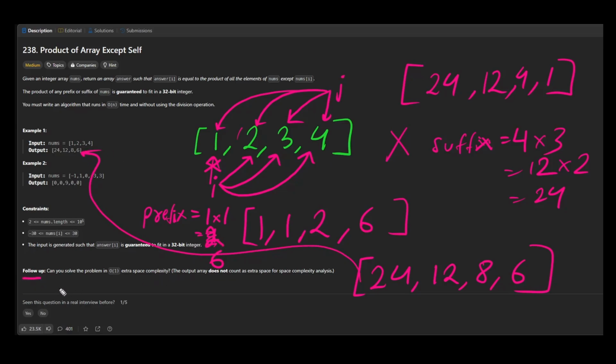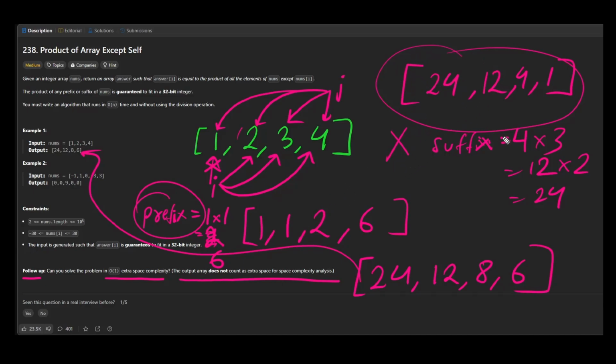In the follow-up section, we are also being told to not use extra space. They are not counting the space used to store the results as extra space, which means we can only have one extra array which we are going to return. Here we have two, prefix and suffix. We are not allowed to use these two. How about we just use one?